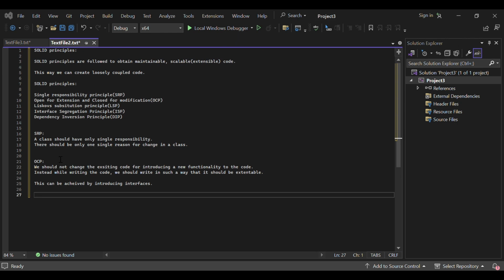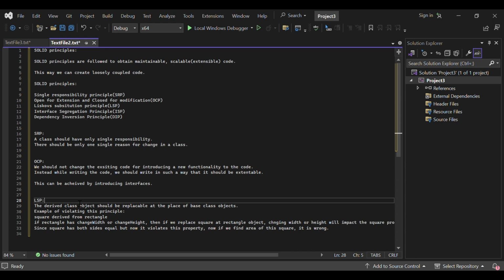Then we have the next principle called LSP. LSP is nothing but the Liskov substitution principle. The Liskov substitution principle is nothing but that a derived class object should be replaceable in the place of a base class object. So we should design classes in such a way that a derived class object should be replaceable at the base class object.